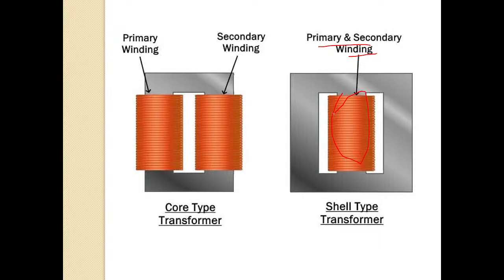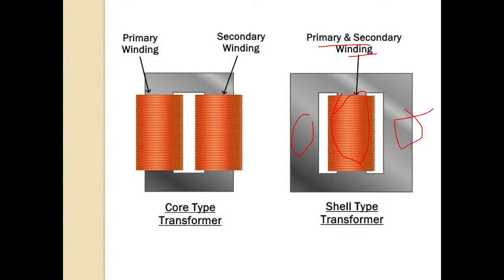Here, the low reluctance path is completed by the outer limbs. The outer limbs mean this limb and this limb. The low reluctance path will be provided by these outer limbs. Each winding is subdivided here into sections: low voltage and high voltage subsections. Primary winding and secondary winding are subdivided into low voltage and high voltage subsections.